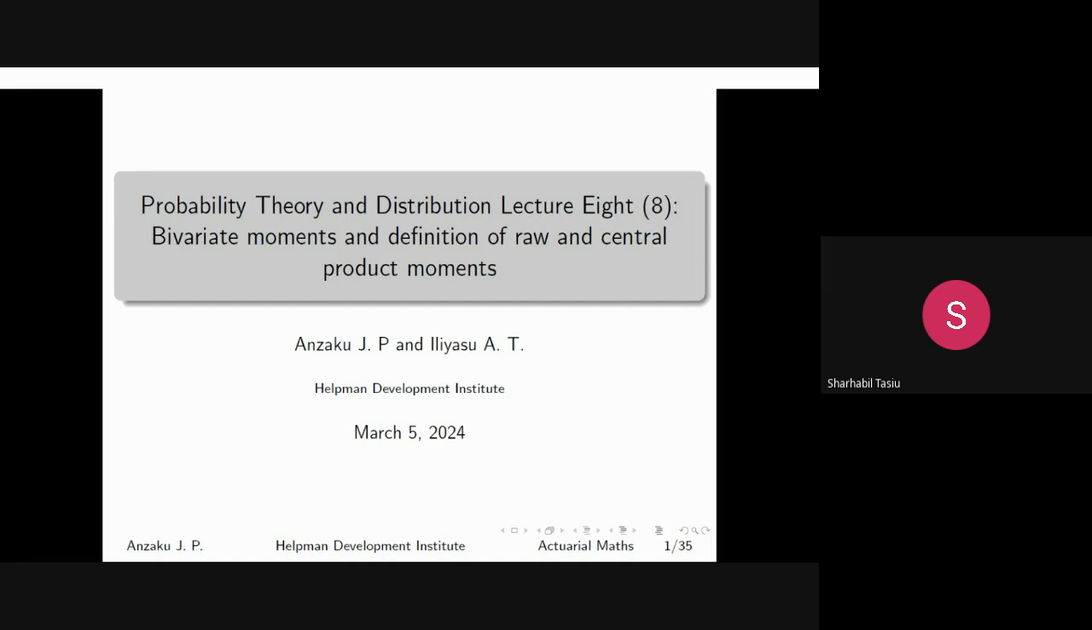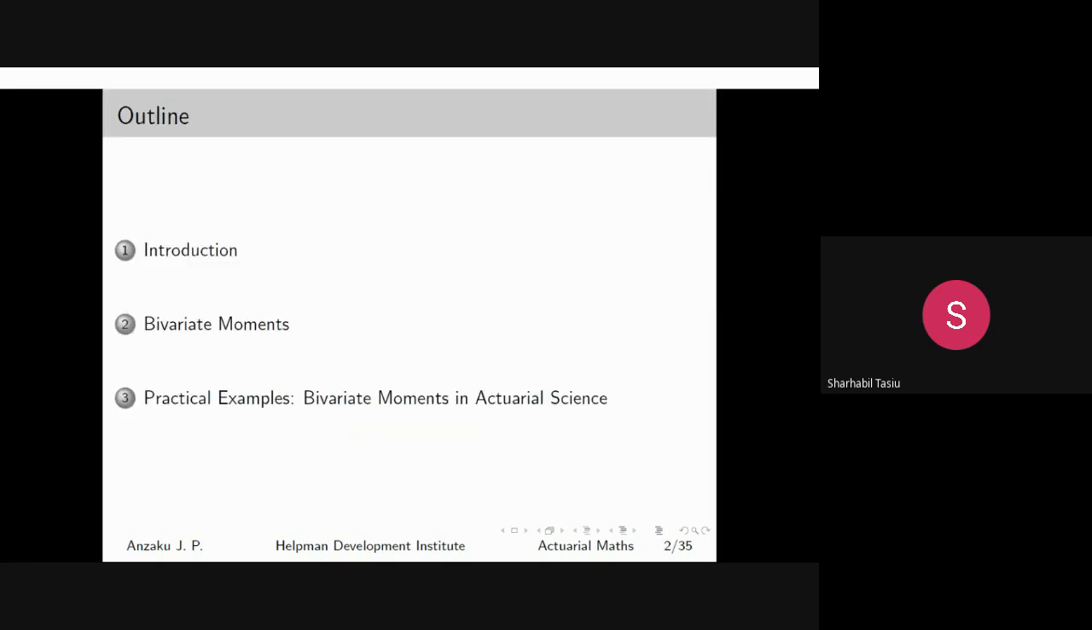So, probability theory and distribution, lecture 8. I'll be looking at bivariate moments and the definition of raw and central product moments. Here is the outline. Even though it looks brief, there are a lot of things we'll cover here. As you can see, we have 35 slides for today. We have the introduction, we'll look at bivariate moments, some practical examples, and bivariate moments in natural science.